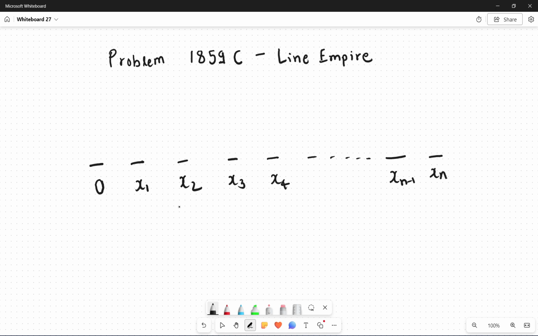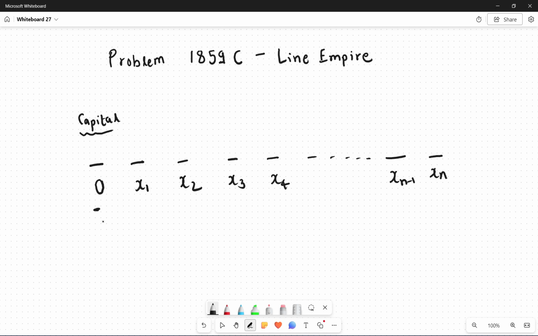So here you are basically a king in the story, and first you have conquered only this kingdom, and here lies your capital. You want to conquer all these things up to xn, and you cannot jump. If you have conquered 0 and you want to conquer x2, then first you have to conquer x1, and only then can you go to x2.